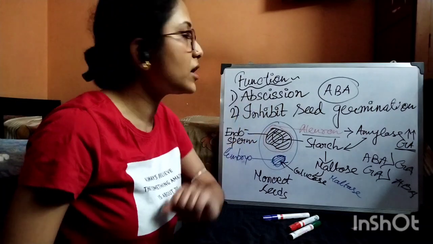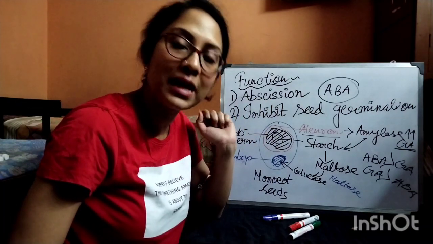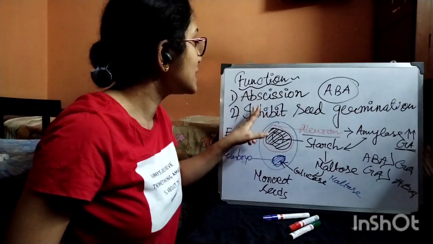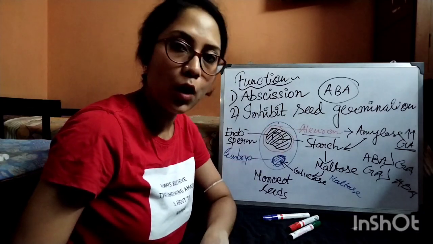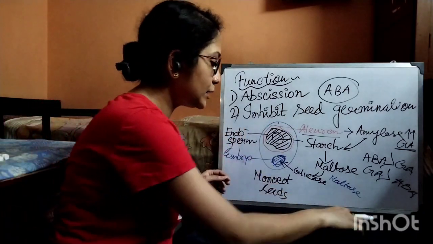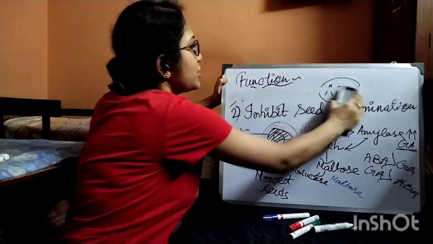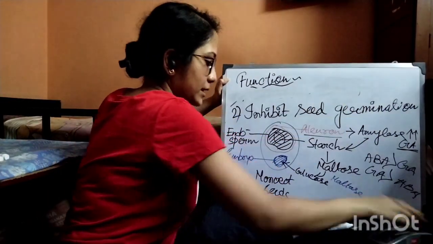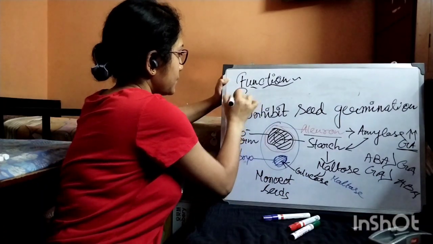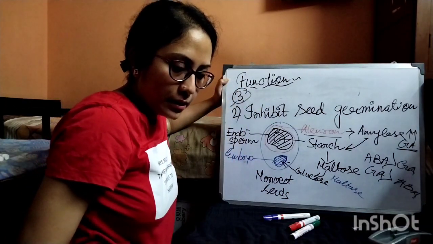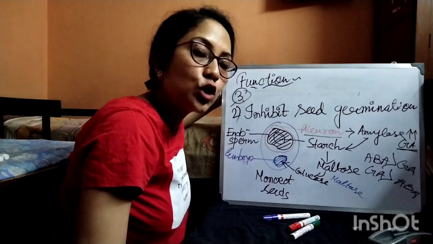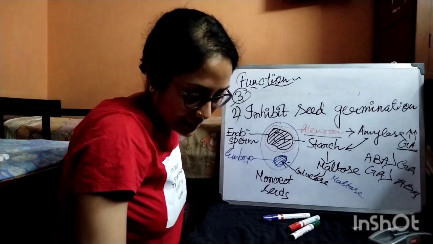So this is the second physiological role of the abscisic acid hormone: it inhibits seed germination. Related to this, the third function is that it maintains the dormancy of buds and seeds.